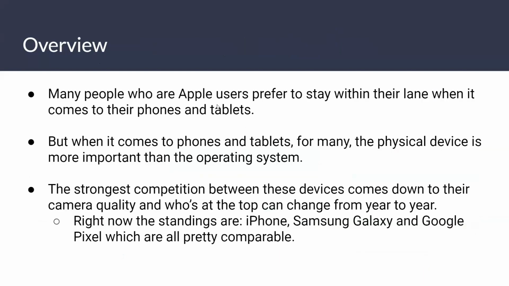Overview, many people who are Apple users prefer to stay within their lane when it comes to their phones and tablets. But when it comes to phones and tablets, for many, the physical device is more important than the operating system. The strongest competition between these devices comes down to their camera quality and who's at top, and who could charge the longest. Well, who has more battery? Right now the standings are iPhone, Samsung Galaxy, and the Google Pixel, which are pretty comparable.